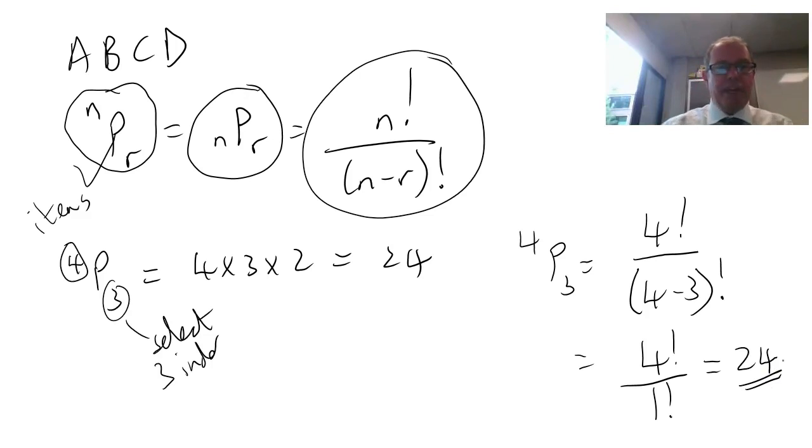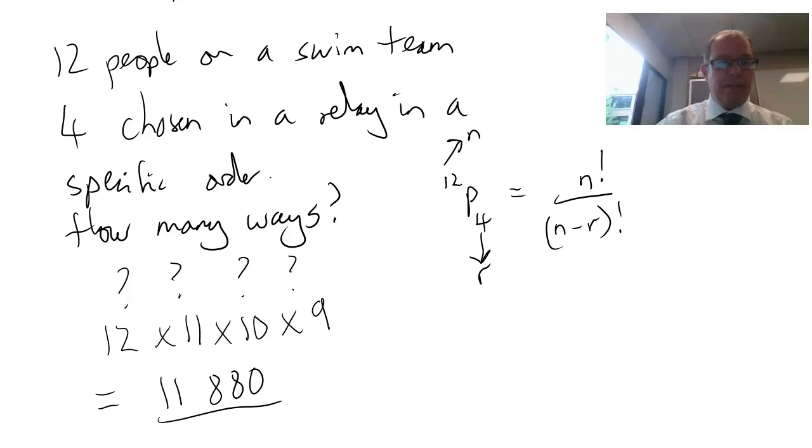Now let's do it for the harder second example we did to show you that the formula works as well. So here on the left we can see how we did the swim team example, and we decided it was 12 times 11 times 10 times 9, giving us 11,880 different permutations. Now let's use the formula. So we'll do 12p4. The 12 is your n number, that's your total number of items, and your 4 here is your r number. We're selecting 4, a subset, order matters, so we know it's a permutation. So let's put those numbers into this formula and let's see what comes out.